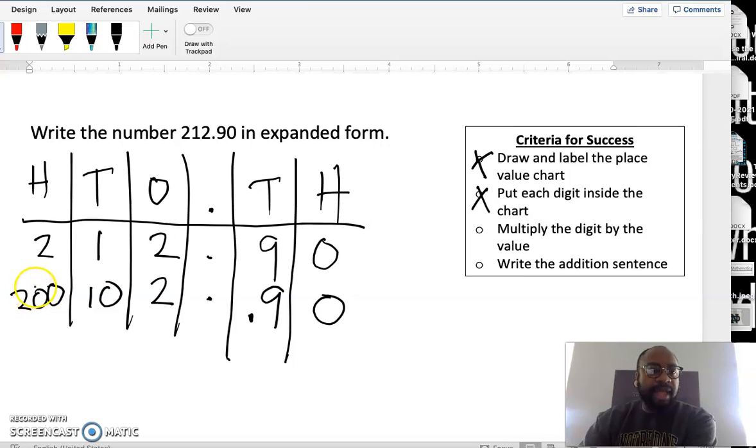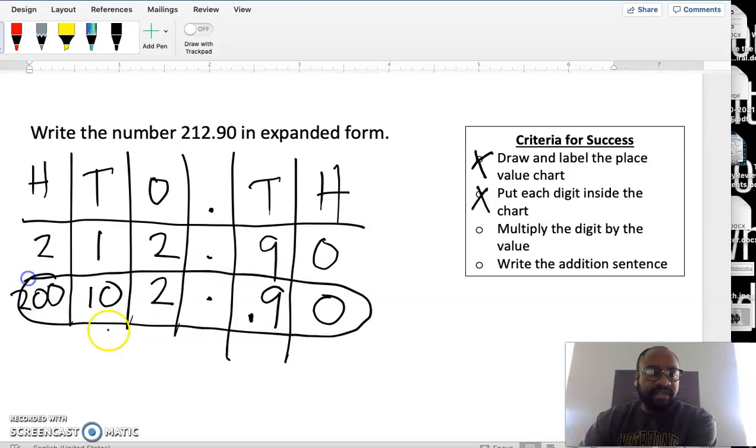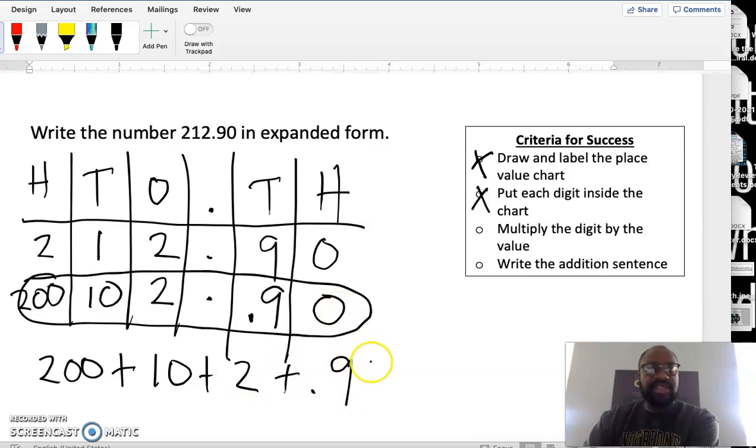So now I'm going to write all of these digits together. So that's 200 plus 10 plus 2 plus 9/10. And since that's a 0, I don't need to write it in my answer. So my final answer is 200 plus 10 plus 2 plus 9/10.